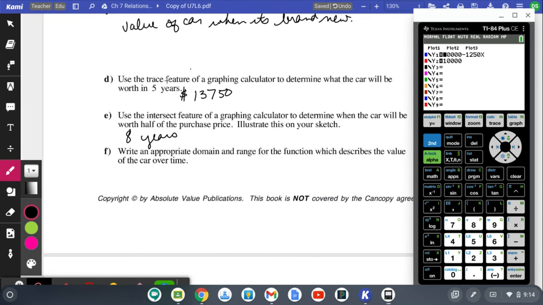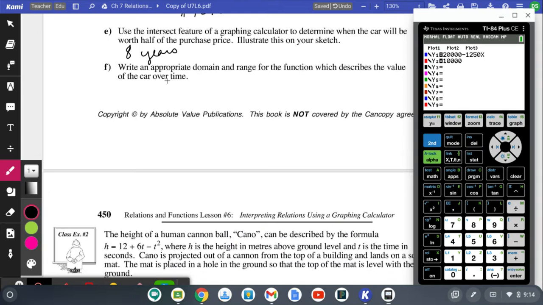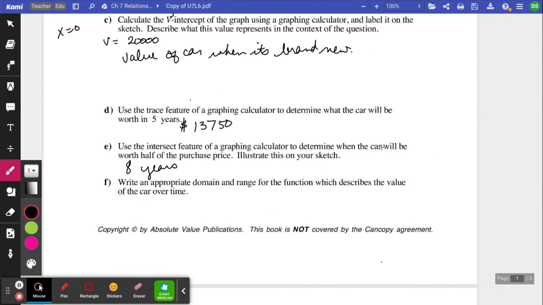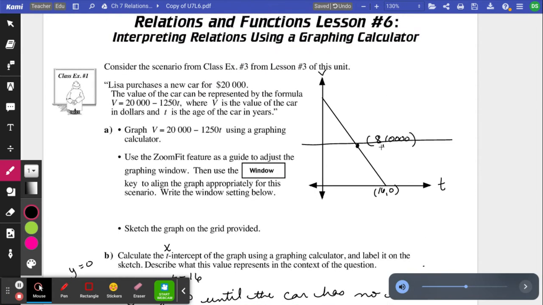Okay, and the last but not least, write an appropriate domain and range. Okay. This is where the rubber meets the road. Here's what I need to know. So, given my picture, what do you suppose the domain needs to be in the context of this question? Tell me the numbers. 0 to 16. Okay, so here we go.